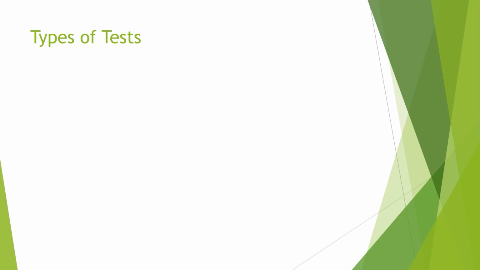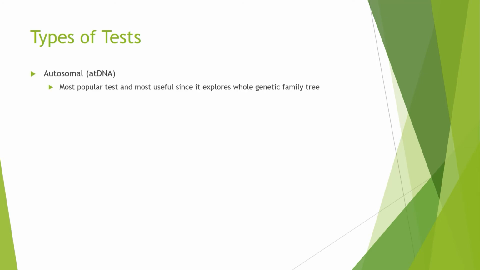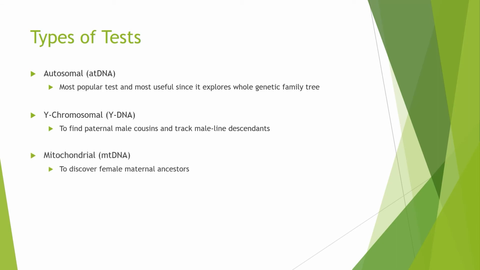There are separate chapters on each of the 4 kinds of DNA tests currently available. Autosomal DNA, that tests the 22 of the 23 pairs of chromosomes, everything except the sex chromosome. Y chromosomal, that helps you track down your male line descendants. Mitochondrial DNA, to discover your female ancestors. And X chromosomal.